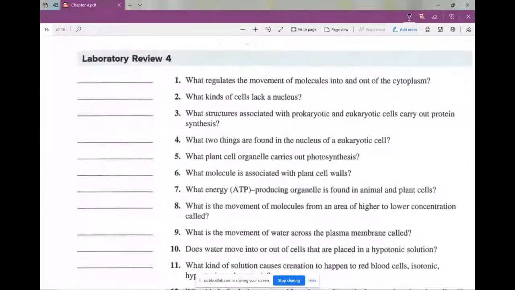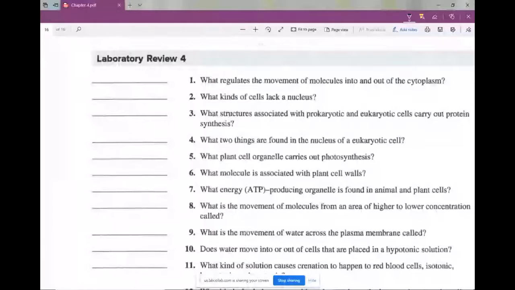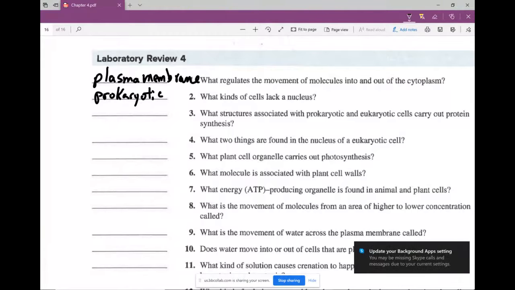All right. What regulates the movement of molecules into and out of the cytoplasm? Well, they're asking what is it that stops things from getting in and helps things get out? And that's the plasma membrane. What kinds of cells lack a nucleus? Prokaryotic.